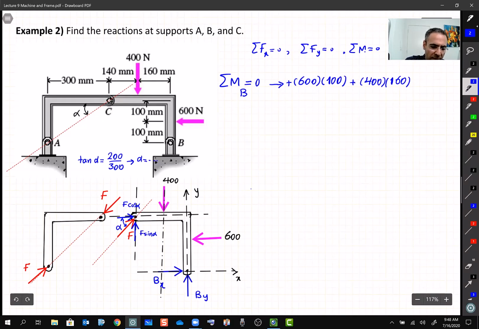This F cosine alpha, try to rotate it clockwise, so it is a negative number multiplied by 200, the distance, and this F sine alpha, the same. Try to rotate it clockwise, multiply by the distance, which is 160 plus 140 gives me 300, equal to 0. From here, we can find F, which I let you guys do the math and find out F.